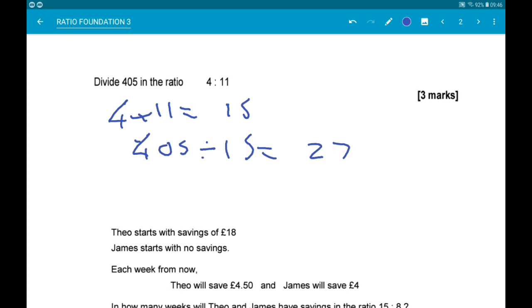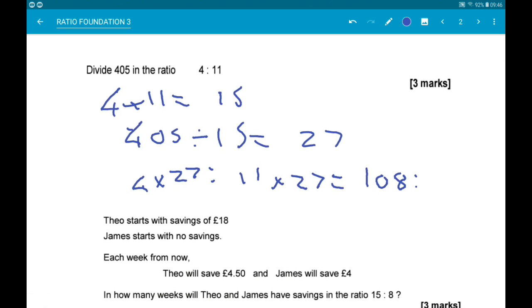And then multiply each part of the ratio by 27. So we get 4 times 27 to 11 times 27. So 4 times 27, use your calculators, is 108. And 11 times 27 is 297. Cool.